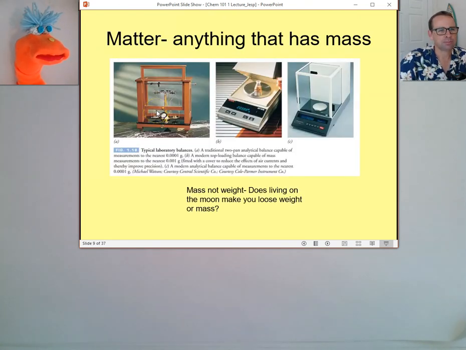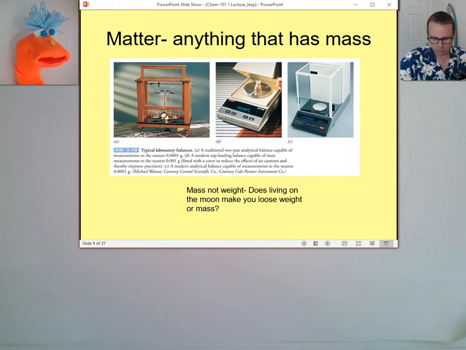Okay, so matter. Matter, we say, is anything that has mass. Anything that has mass. And mass is different than weight, but it's almost used interchangeably a lot, and we forgive people who say weight as opposed to mass, but we want to try to get ourselves to say mass because weight is really a force which is dependent on the gravity.